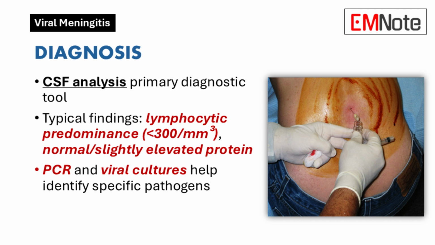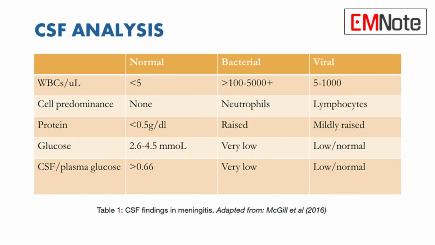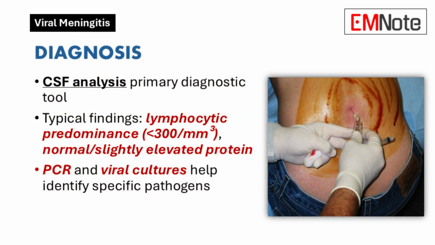Diagnosis. The diagnosis of viral meningitis is primarily based on CSF analysis. Cerebrospinal fluid findings typically include normal or slightly elevated opening pressure, a lymphocytic predominance in the white blood cell count, less than 300 cells per cubic millimeter, normal or slightly elevated protein levels, and normal glucose levels. Polymerase chain reaction and viral cultures can be used to identify the specific viral pathogen, although these tests may take longer to yield results. In addition to CSF analysis, serum polymerase chain reaction and viral antigen tests can aid in diagnosis, especially when CSF results are inconclusive.